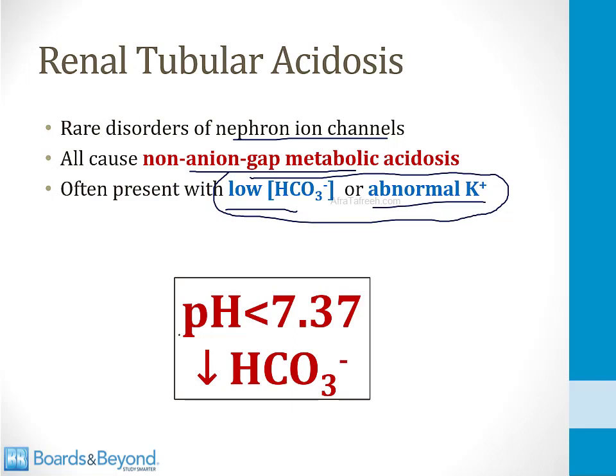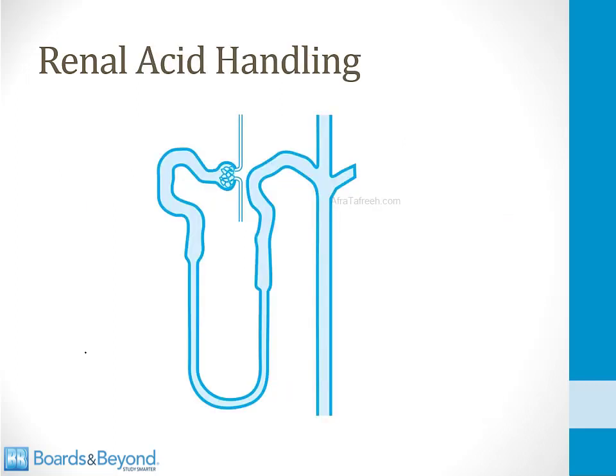And just by way of review, I've written the hallmark features of a metabolic acidosis at the bottom of the screen. The pH is reduced below the normal range of 7.37 to 7.42, and the bicarbonate is low. Renal tubular acidoses are very easy to understand if you understand how the nephron reabsorbs bicarbonate and excretes acid. And by acid, I mean hydrogen ions or protons.